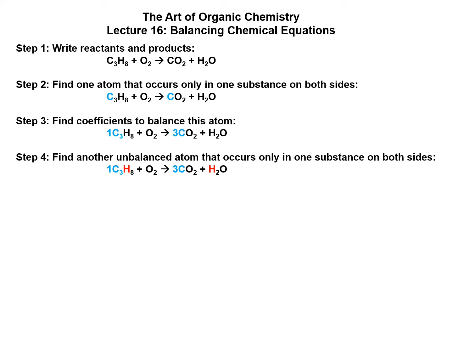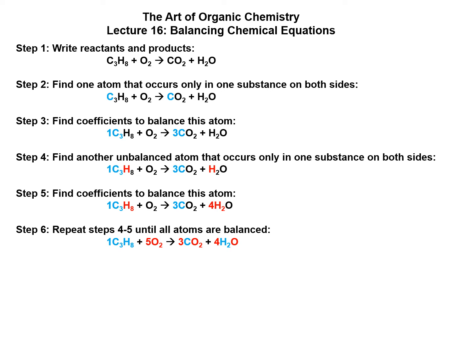Step 4, we find another unbalanced atom that occurs only in one substance on both sides. Here I've selected hydrogen. We have 8 hydrogens on the left side, but only 2 hydrogens on the right. So we find the coefficients to balance this atom of hydrogen, and we put a 4 in front of the H2O. Now we have 8 hydrogens on the left, 8 hydrogens on the right. We repeat steps 4 through 5 until all the atoms are balanced.